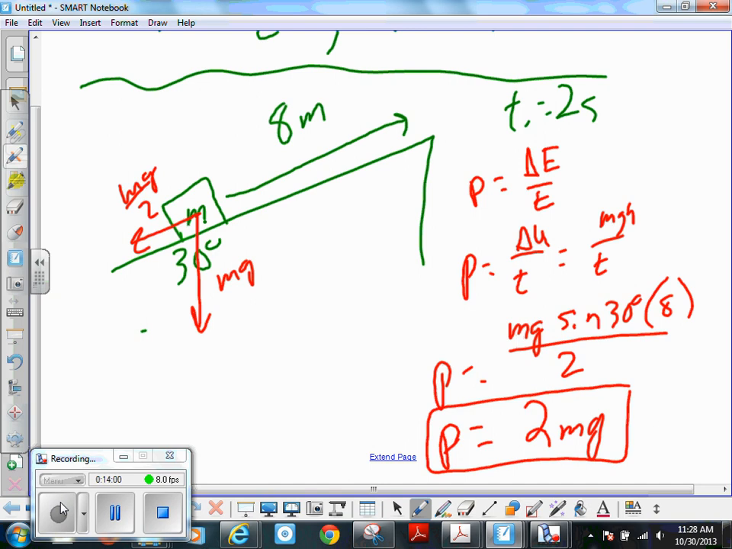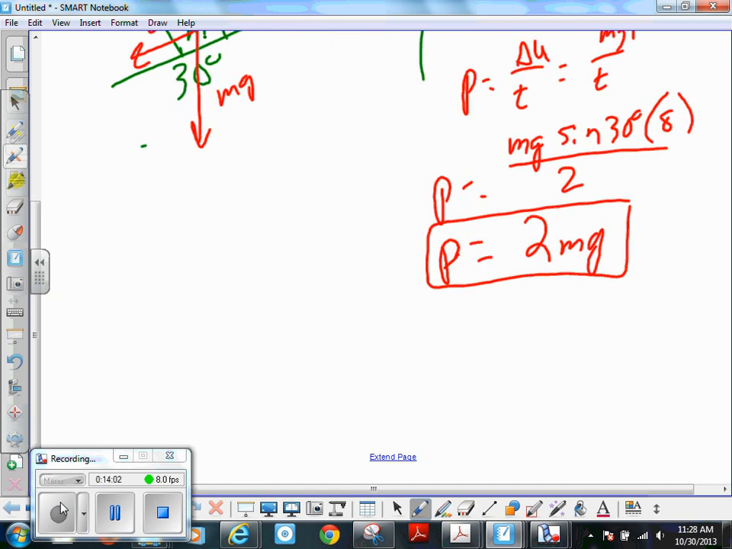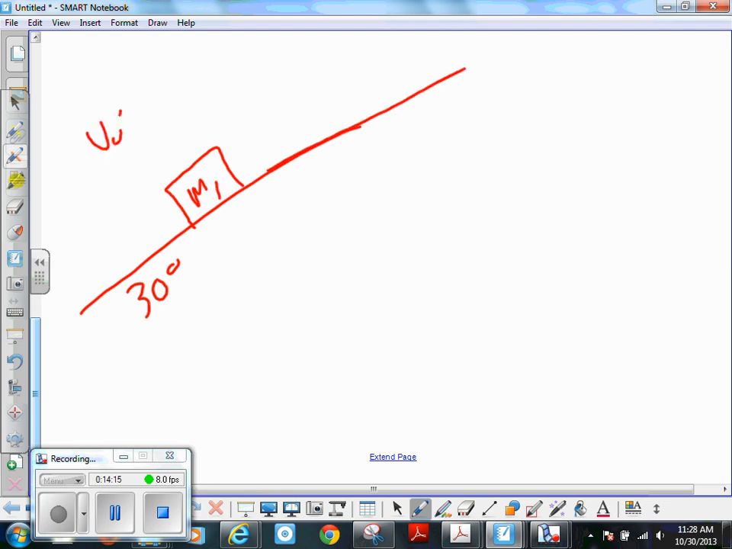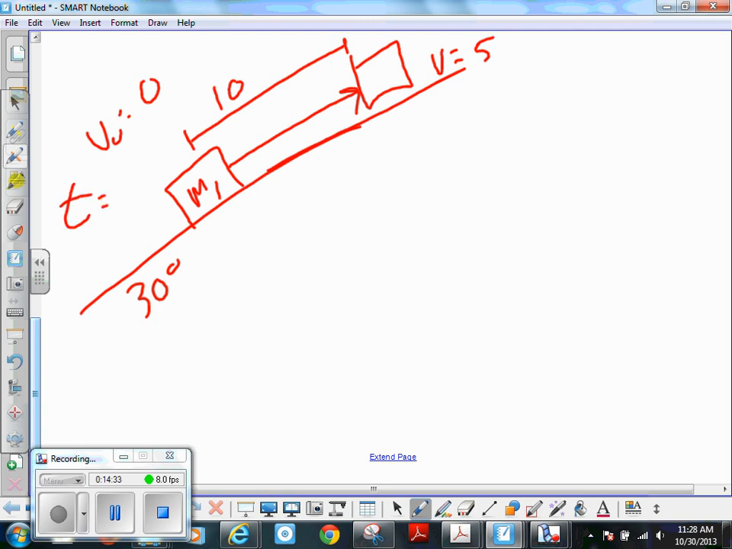Okay. Well, let's do another problem. Since we're on the ramp, we might as well stick with it. Let's say that we have 30 degrees again. Let's say that we have m1. Let's say that our v sub naught equals 0, and let's say that our v equals 5. And we'll say that our distance that is moved is 10. And we'll say that the time that it took for this to happen is 4 seconds. I want to know the power for this.